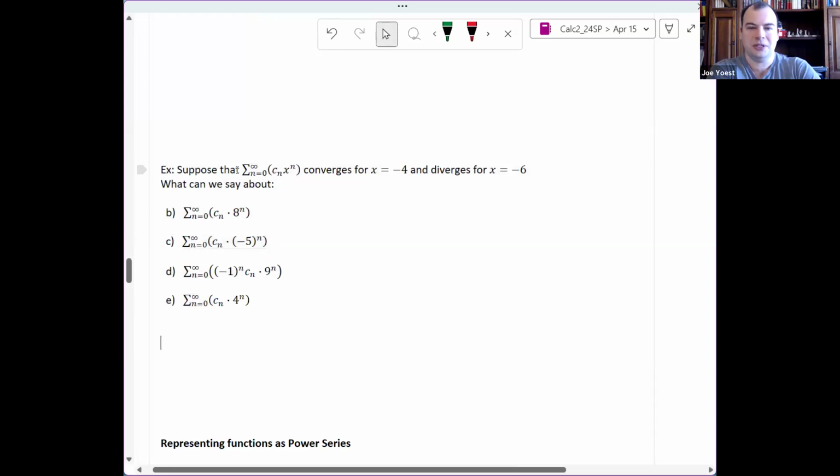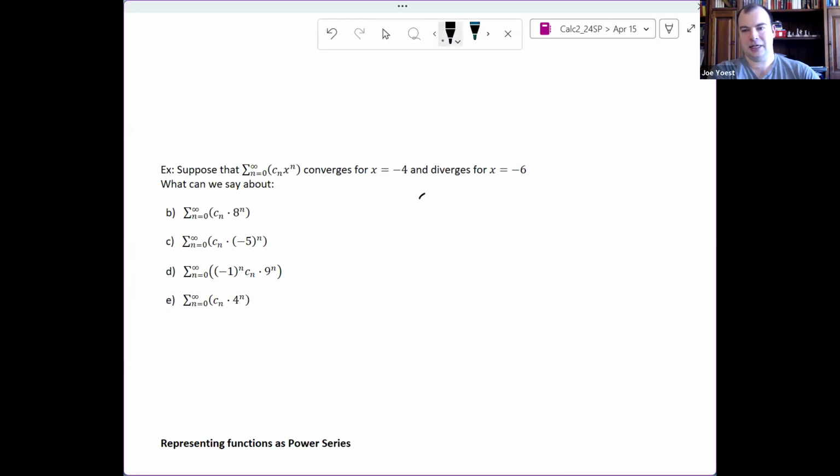Suppose that the sum n equals 0 to infinity of Cn x to the n converges for x equals negative 4 and diverges for x equals negative 6. What can we say about these 4 series? So we have a series that has center a equals 0, x minus 0 to the n. It converges at negative 4.